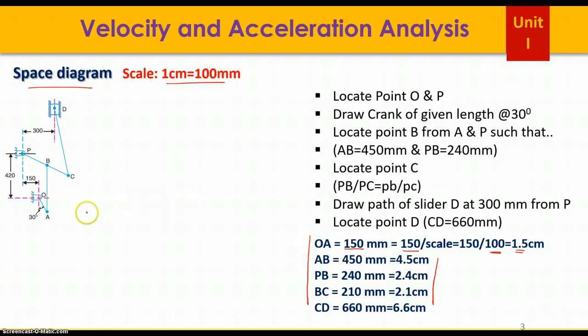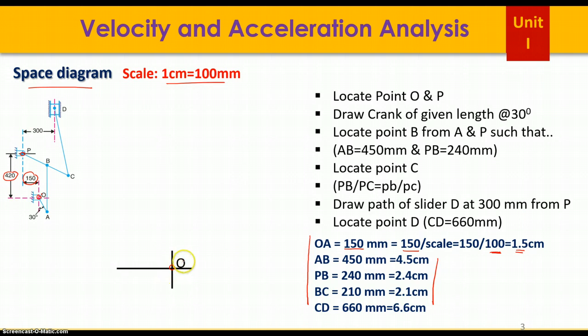So let's start. Before you draw any configuration diagram, check how many fixed points are there. In this configuration diagram, there are two fixed points, O and P. From this O, this P is located at 150 millimeter towards left and the vertical distance is 420 millimeter. So let's draw. First of all, locate point O. So this is point O.